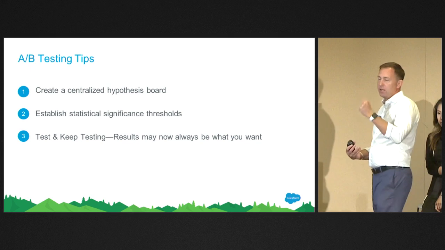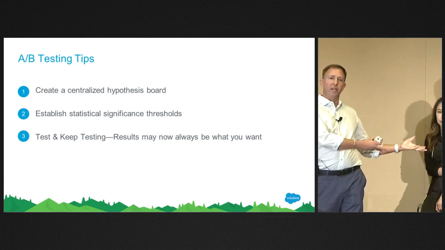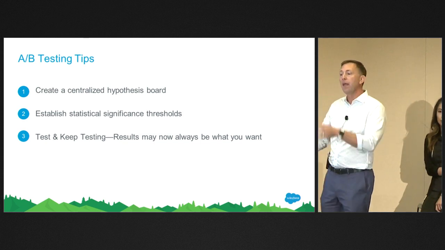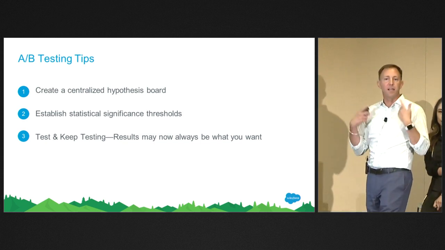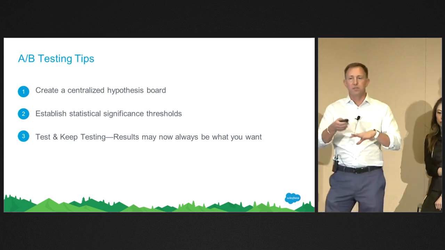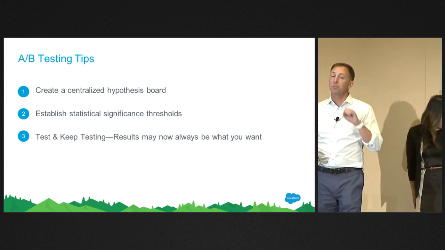So this might be a sender name example. Someone would come, do the sender name test, the send goes out, they bring back the data, they put it back on the hypothesis board, and the hypothesis owner is now getting that data to actually get something statistically significant. So it's kind of an easy way to do distributed testing. And then just test, keep testing, because the results are not always what you think.